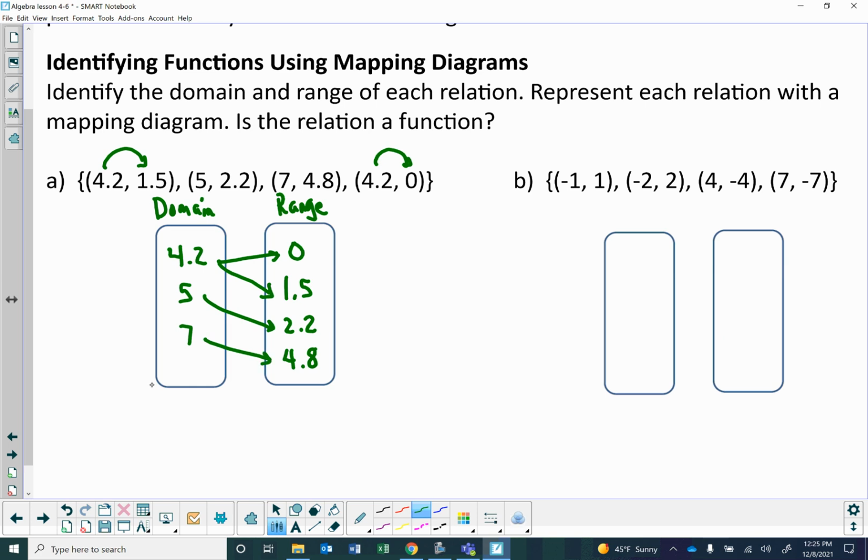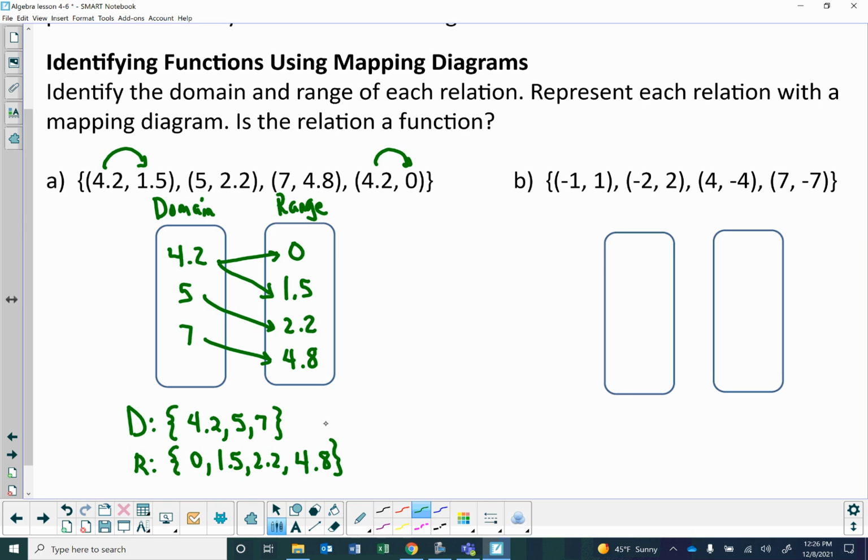So if I needed, I mapped it out in a mapping diagram. My domain, and I can just abbreviate that with a capital D, my domain is 4.2, 5, and 7. And it always goes in these funny little braces. My range from smallest to largest, 0, 1.5, 2.2, 4.8.